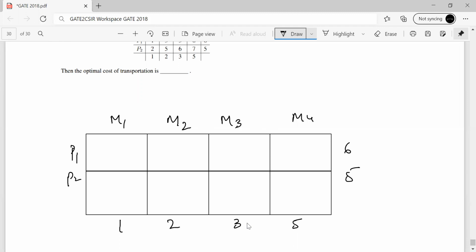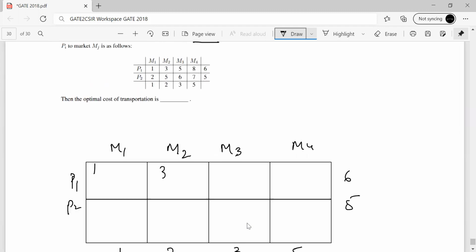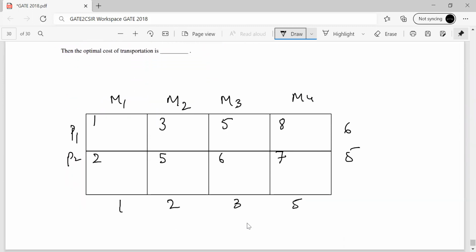And the entries filled are 1, 3, 5, 8, 2, 5, 6, 7. 6 plus 5 equals 11, and 5, 3, 8, 2, 10, 1, 11. So this is a balanced transportation problem.